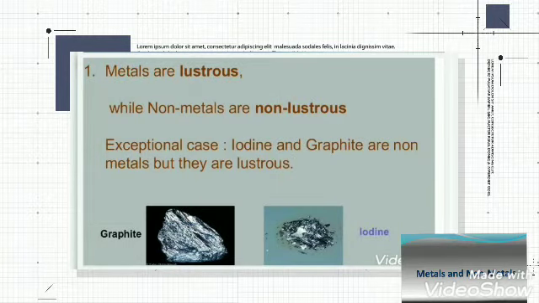And also we know that metals are lustrous and non-metals are non-lustrous. But the exceptions are iodine and graphite. Iodine and graphite have the shining property, that is, the lustrous property.